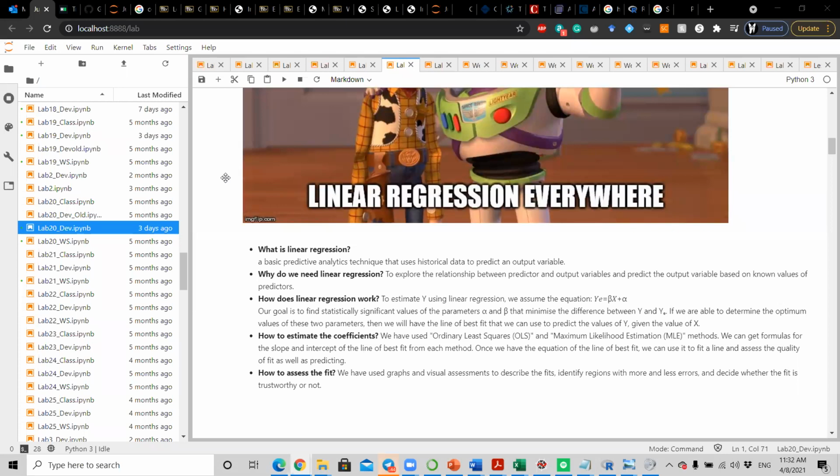To basically get an understanding of how strong the relationship is and whether the relationship is linear, whether it is positive or negative, and stuff like that. So, how does linear regression work? How do we do linear regression?